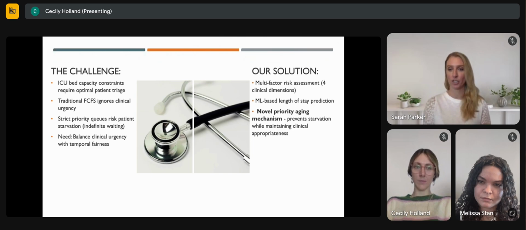We are changing that to a priority queue based off of multi-factor risk assessment using a machine learning based length of stay prediction, and if needed, an aging mechanism to reassign priority.